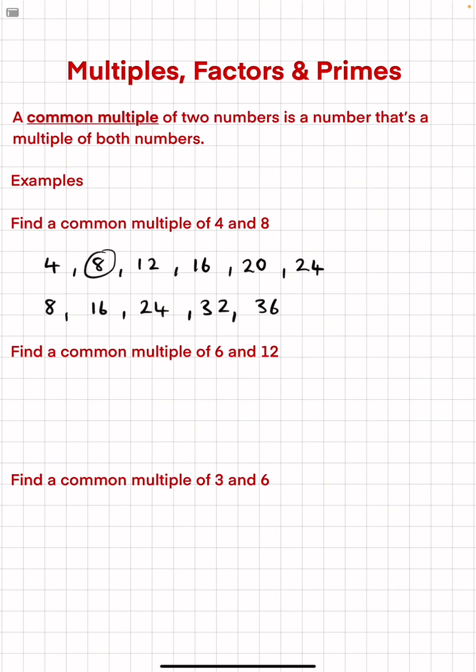A common multiple of 4 and 8 is a number that's a multiple of both numbers. So we've got 8 is a common multiple of 4 and 8, 16 and 24.